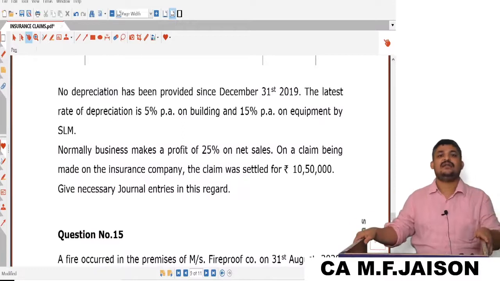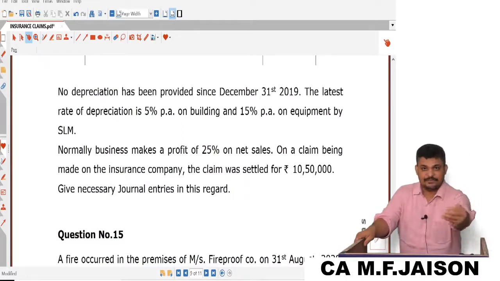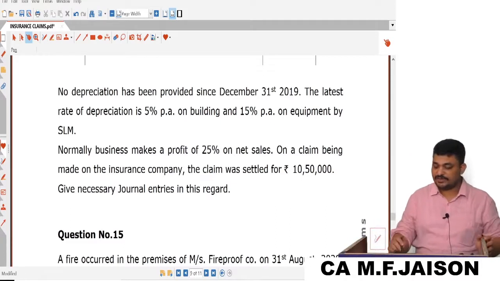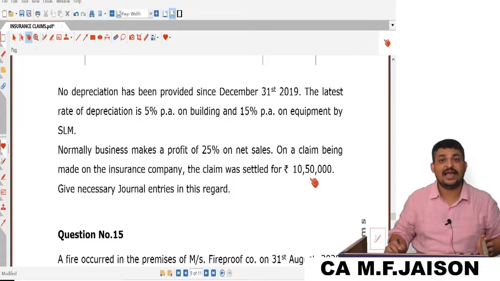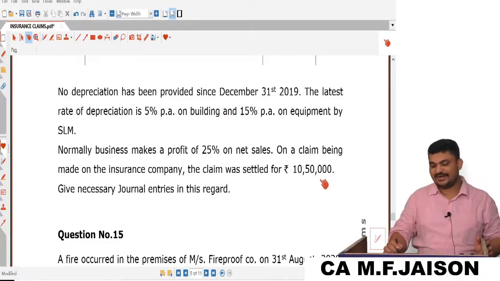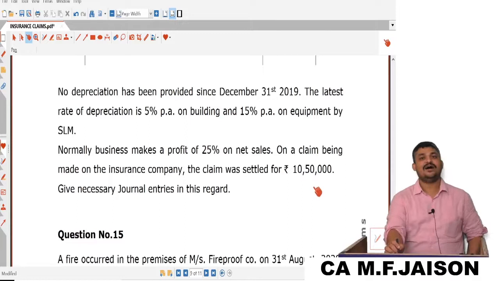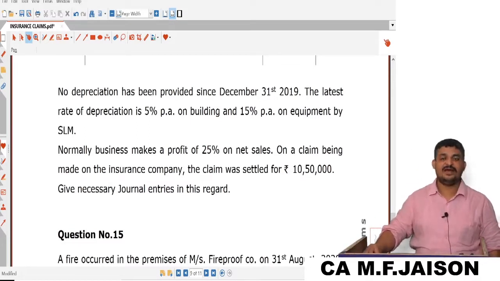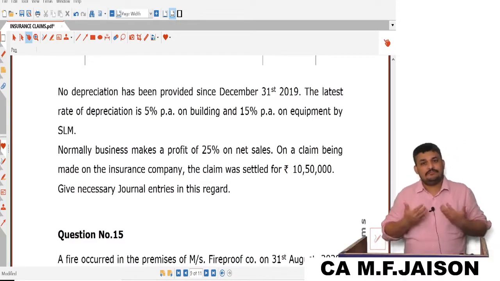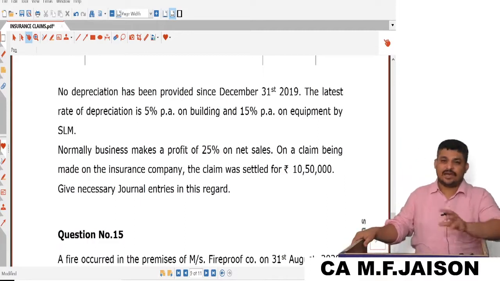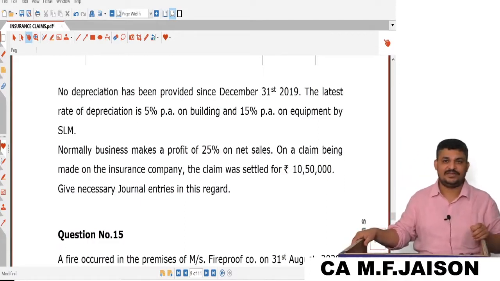About whatever we had lost by fire, we are making the claim. We may claim for 14 lakhs, but it's been given that the insurance company settled the claim for 10,50,000. It will never be a situation where you claim 9 lakhs, but the insurance company gives 10,50,000. So definitely your claim is either 10,50,000 or more, and they are settling 10,50,000. The balance amount, if any, should be borne by the business as our own loss. So how to make that accounting entry, we'll also explain through this particular question, shall we?